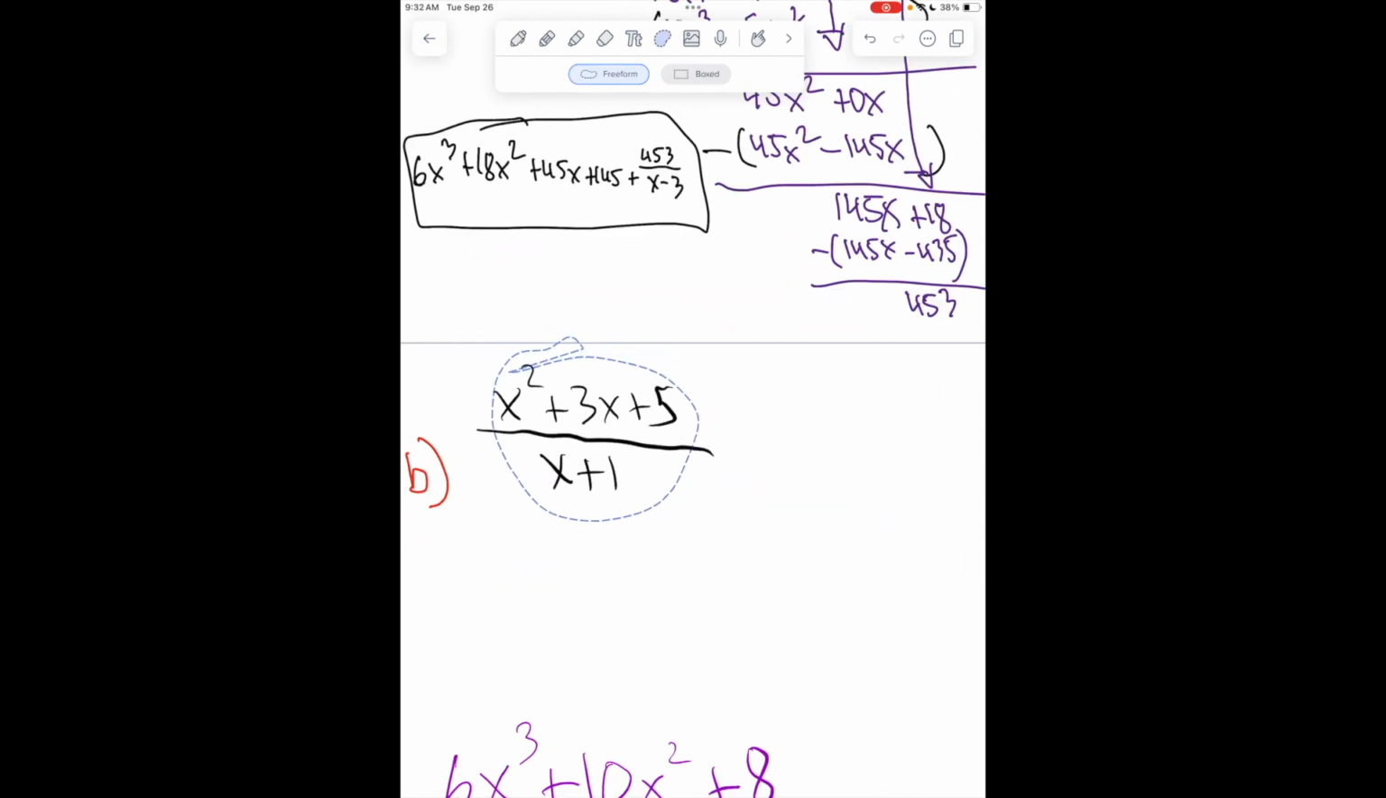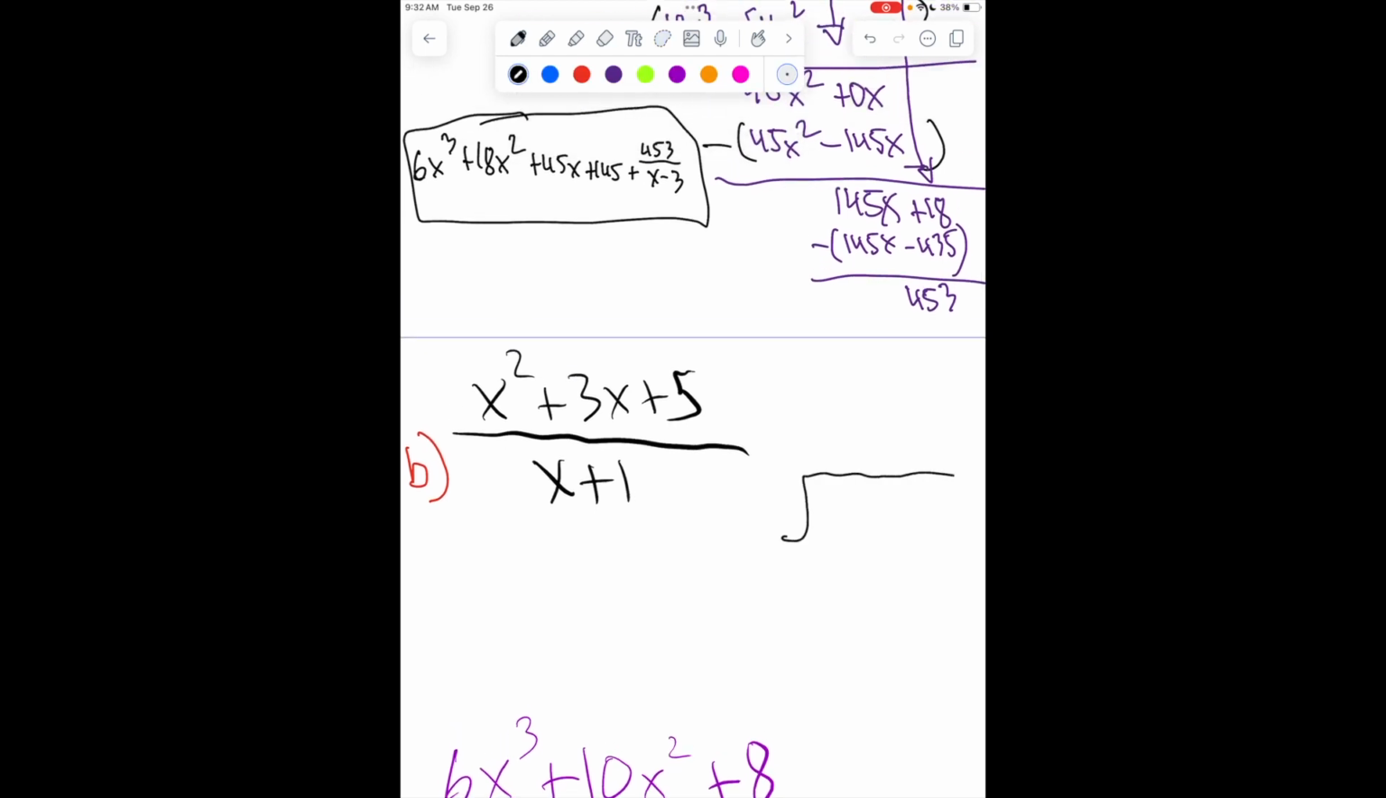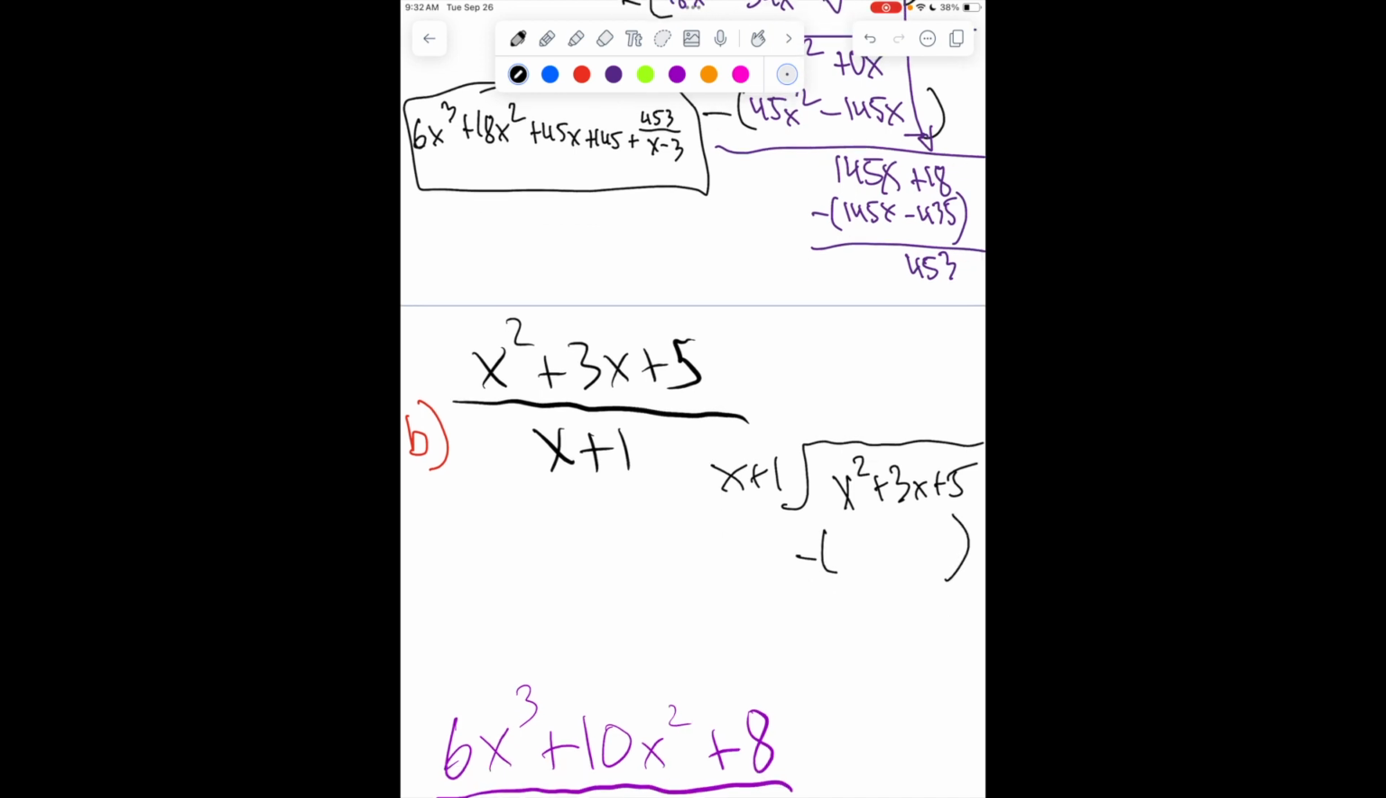Okay, looking at another problem. Again, similar to the one that we just did: x squared plus 3x plus 5 over x plus 1. Setting up my equation, again, I'm going to put what's underneath, x squared plus 3x plus 5, here. I'm going to put x plus 1 here. Set my equation up with subtraction. And what can I multiply x plus 1 by to get x squared? That's going to be x. So this is x squared plus x. Don't forget to distribute that negative. My first terms cancel out. What I'm left with is 2x, and I bring down plus 5.